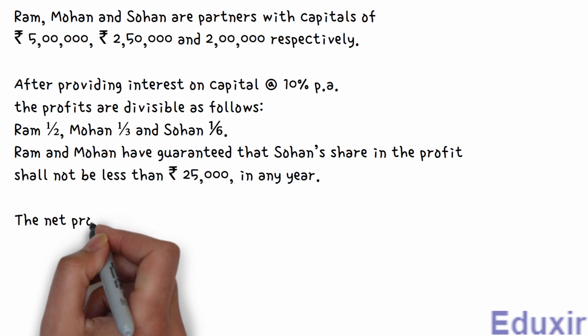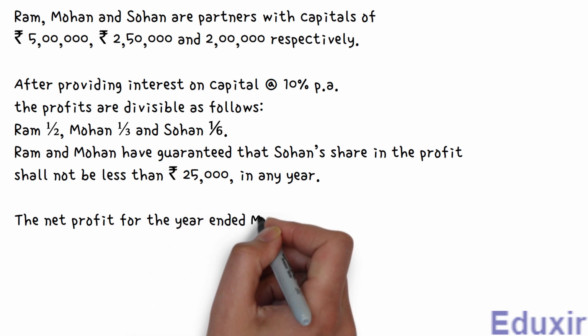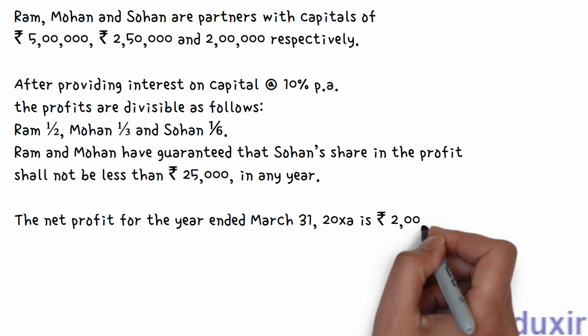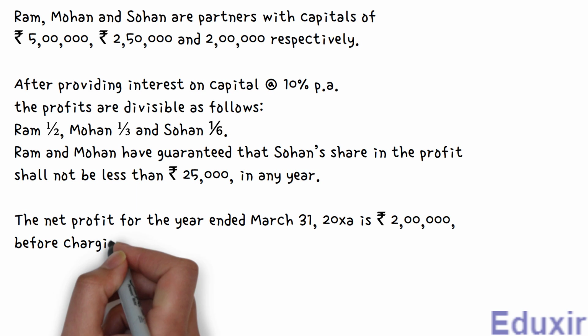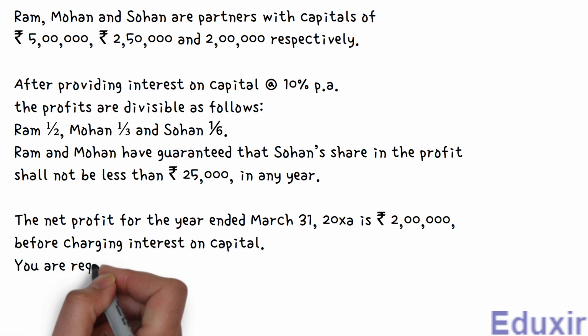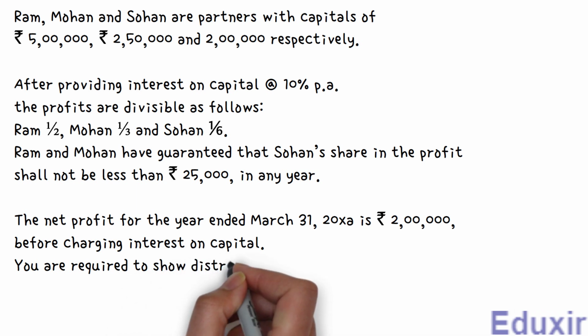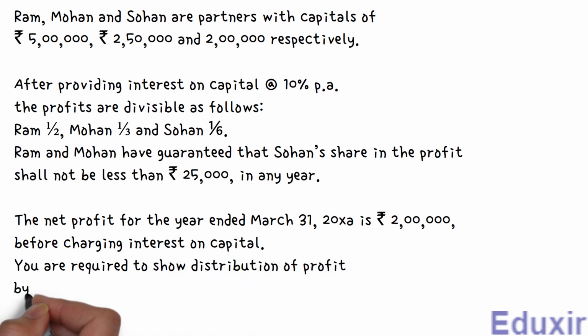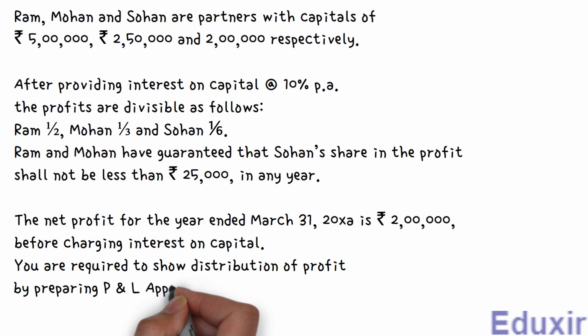The net profit for the year ended March 31st, 2000 XA is 2 lakh rupees before charging interest on capital. You are required to show distribution of profit by preparing profit and loss appropriation account.